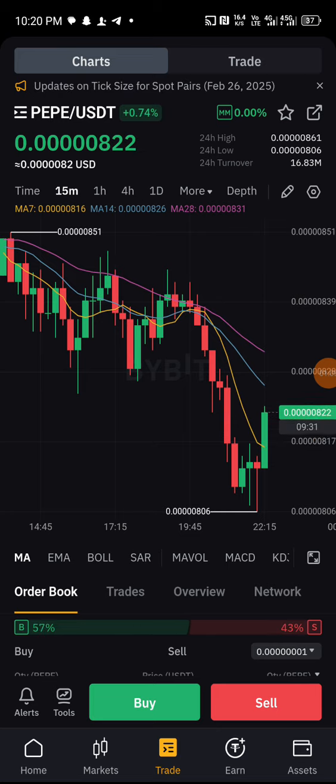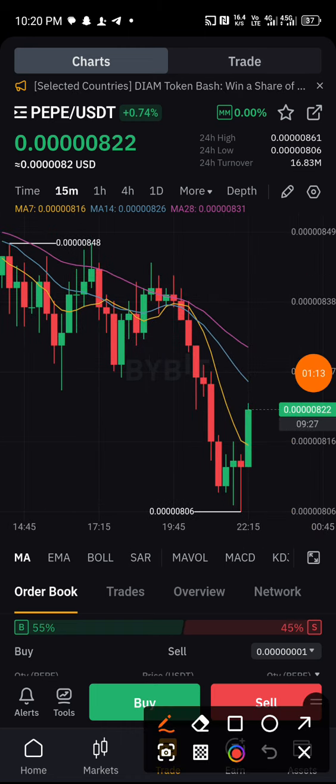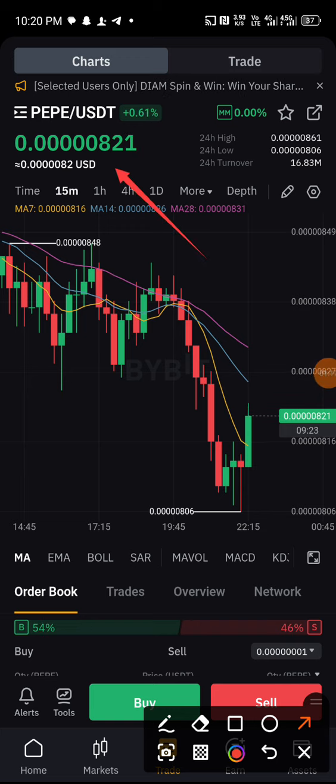Okay, this is PEPE. This is PEPE's current price. We're going to compare its current price plus how it was in the past.